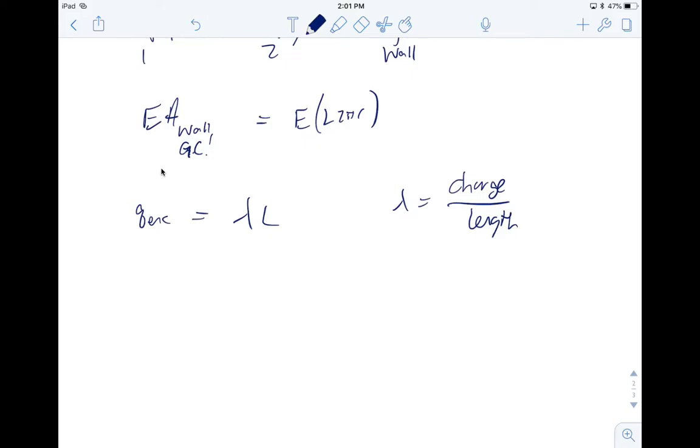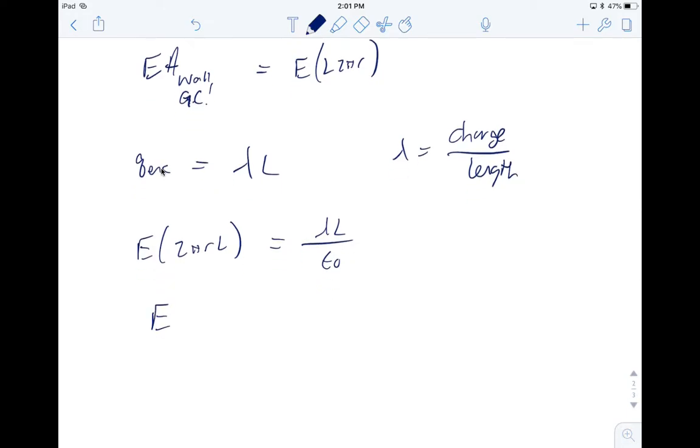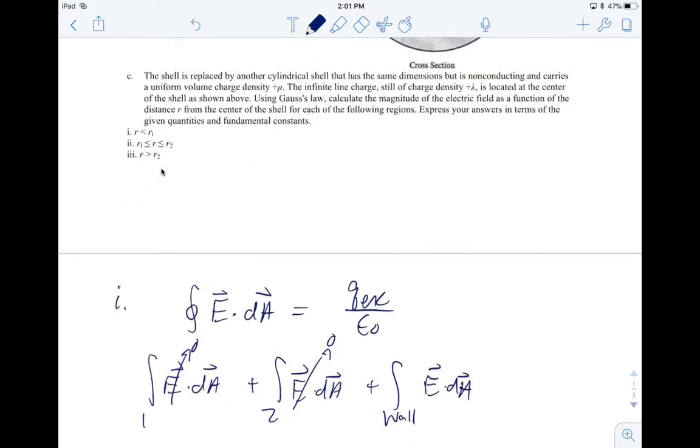So setting the left side equal to the right side, we're going to have E 2 pi r L equals lambda L over epsilon naught. So E equals, if I divide both sides by 2 pi r L, the L's cancel, and we're left with lambda over 2 pi r epsilon naught. So that's the electric field in that region.